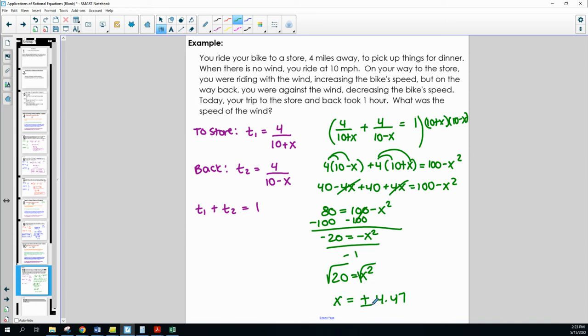Because we have two answers, one's plus and one's minus, what makes sense in the context of the problem? This is the speed of the wind. You can't have a negative speed. So our answer for x is just going to be a positive 4.47, and this is going to be miles per hour.